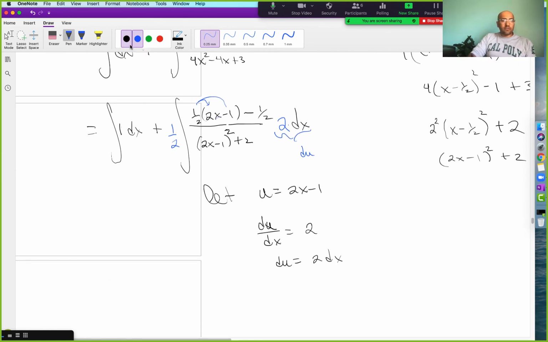Okay, so let's see if we make this work. This will be the integral of dx plus 1/2 times the integral of, and I intentionally rewrote this part so that it has a 2x minus 1, so it'd be 1/2 u minus a half, all over u squared plus 2, du.